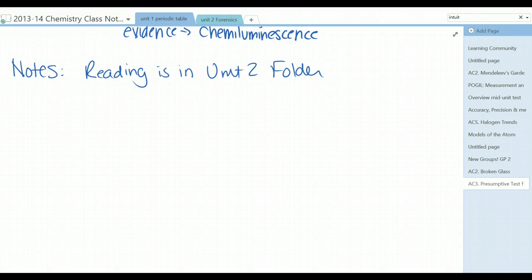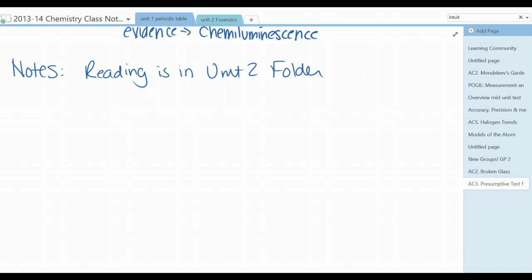Okay, so these notes are to do some of the summarizing that's in the reading in the Unit 2 folder for Activity 3, the Presumptive Blood test. You can find that reading, like I said, in the Unit 2 folder down with Activity 3. It gives you a general overview of all the topics in your analyzing, but I wanted to do a couple of things via notes so that we could continue our discussion on Monday.